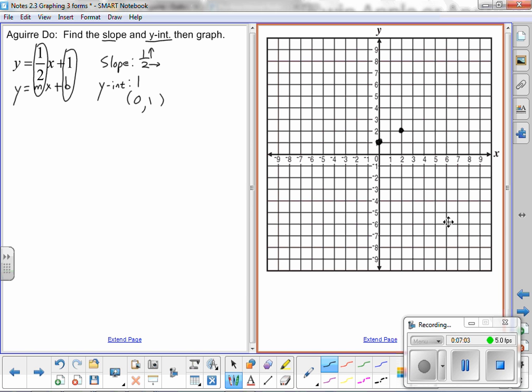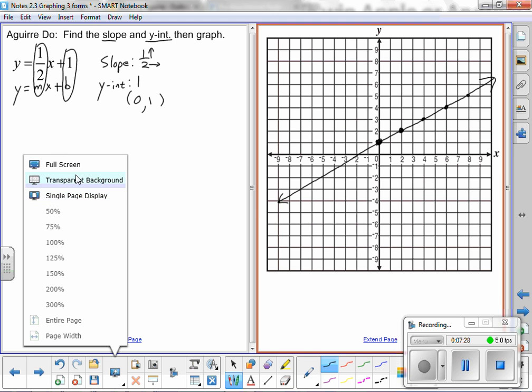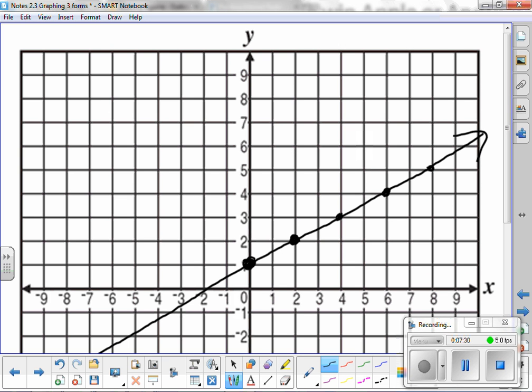If you want, you could do however many points you want. So you can go up 1 and over to the right 2 again, up 1, right 2 again, up 1, right 2 again. All that will ensure is that your line is a little bit straighter than it would have been with just 2 points. Try to use a straight edge if you can. And there you go. Next one. Trying to get through this faster. My other video took a long time, so.